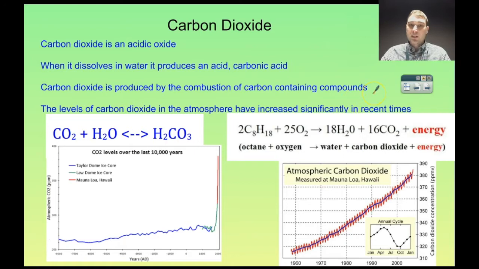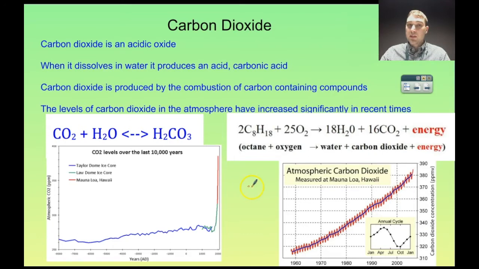Where does the carbon dioxide come from? It's from the combustion of carbon-containing compounds, so things like coal and petrol. When you burn them in oxygen they produce carbon dioxide. So down here we have octane, which is a component of petrol. You burn that in oxygen, you produce carbon dioxide molecules. Those carbon dioxide molecules can then dissolve in the ocean, and we're going to look at the effects that has.